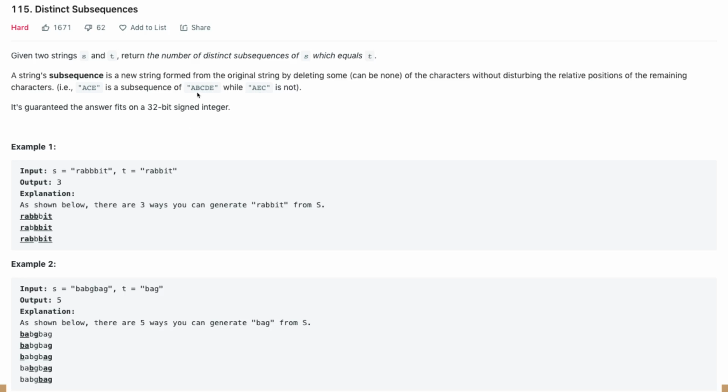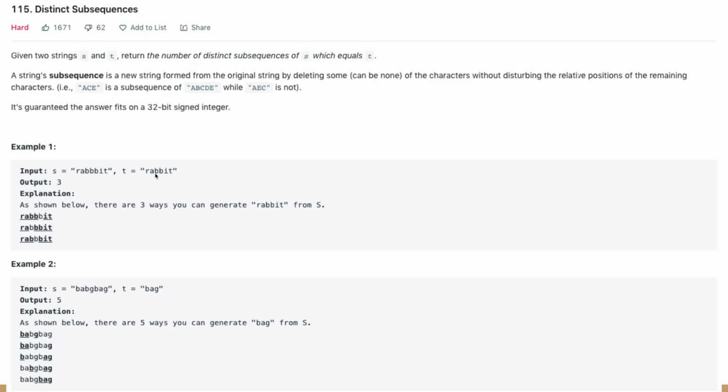AEC is not, because the order changed. The AEC is not the subsequence that we already know. Let's check the example. So we have rabbit. There are 3 Bs right here, 2 Bs right here. The rest of the characters will be identical. R and A, we can just move forward, except the B right here.